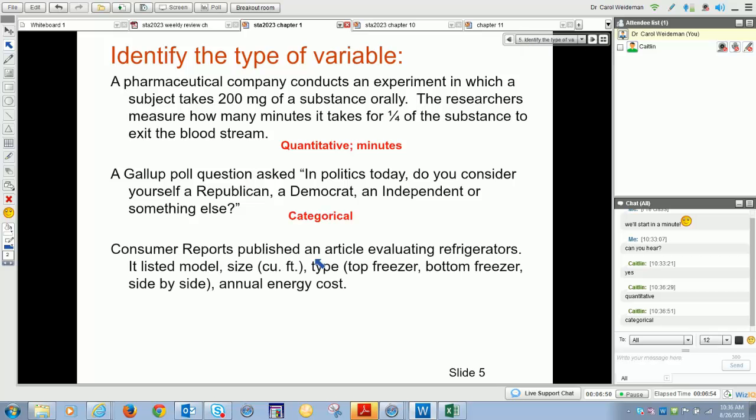Consumer Reports published an article evaluating refrigerators. It listed the model, the size, the type, and the annual energy cost. And there's actually 4 variables in here, aren't there? There's the model. So what kind of a variable would model be?